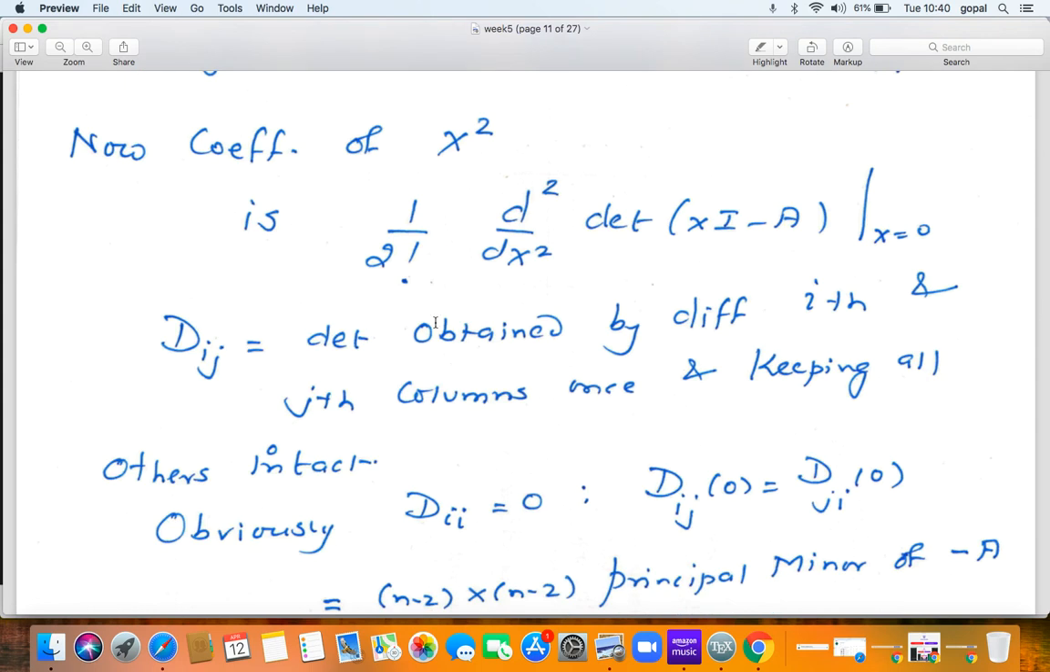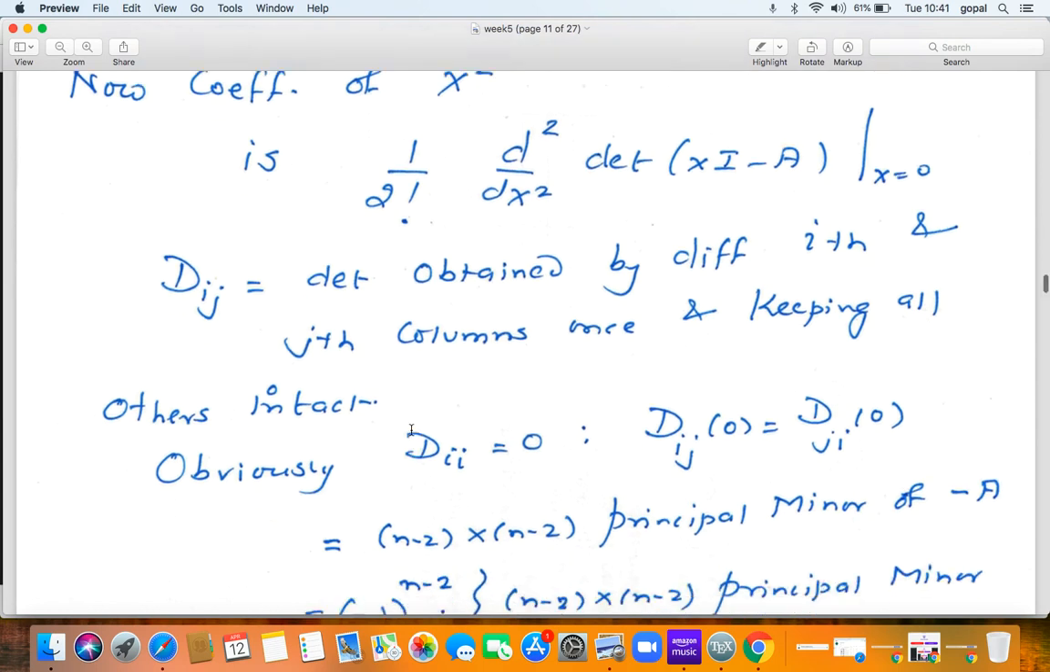Okay, so now let Dij be the determinant obtained by differentiating the ith and the jth column once, keeping all other columns intact. Now, if I take that same column and differentiate it twice, I'm obviously going to get 0.